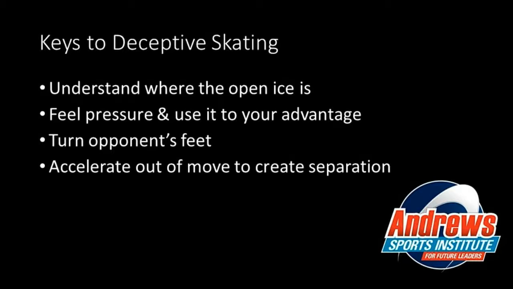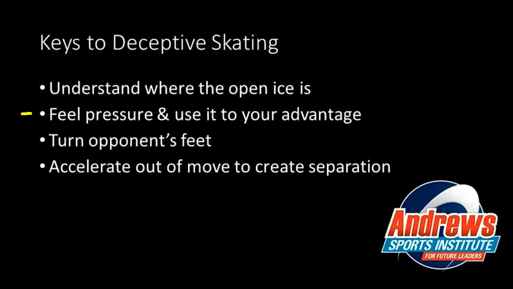So a few keys. Deceptive skating has a lot of different ways to do it, a lot of different tricks and tactics. We're going to look at a couple examples, but here are some keys that are involved in a lot of the tactics you're going to see. Number one for deceptive skating is to understand where the open ice is. If I want to mislead my opponent to go the wrong way before I go the opposite, I need to understand where that open ice is. So if the open ice is to the right side, I want to fake to the left before I go back to the right, as an example.